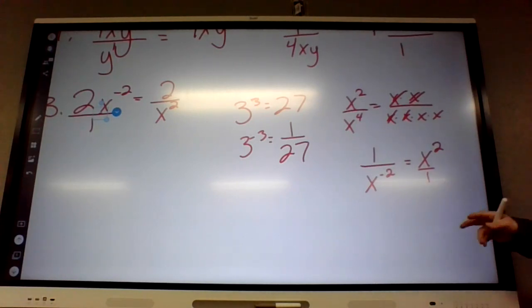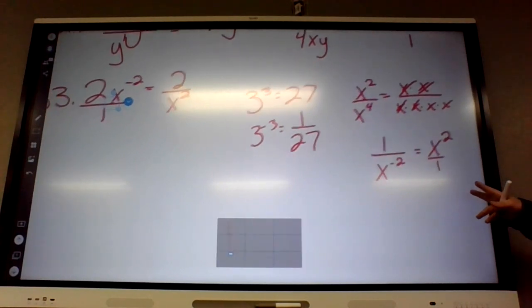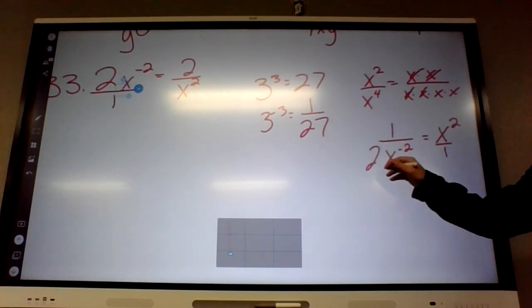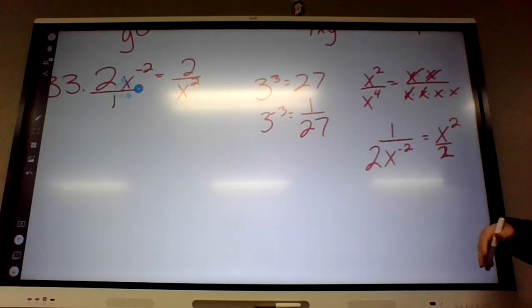If it were 1 over 2x to the negative second, would the 2 stay at the bottom? Yeah, the 2 should stay on the bottom.